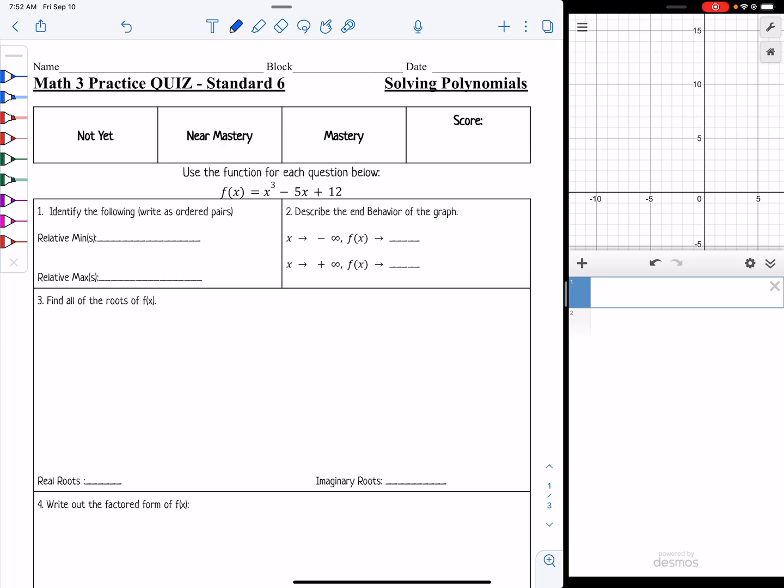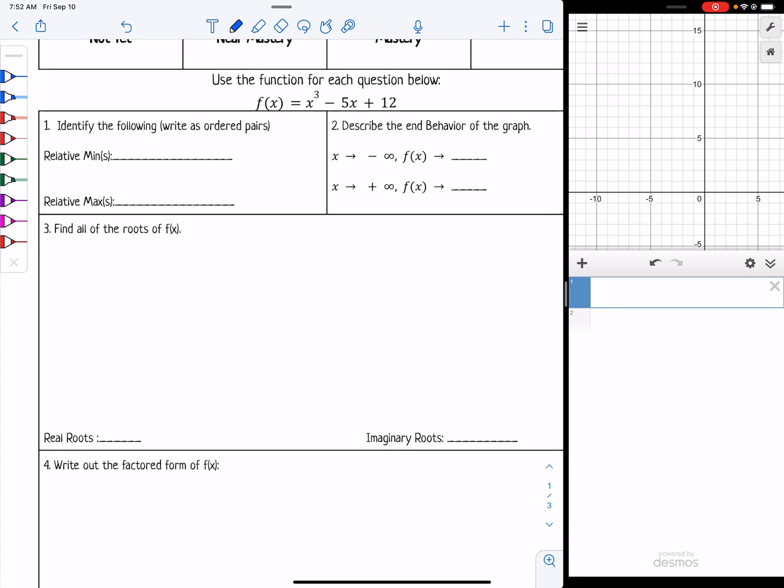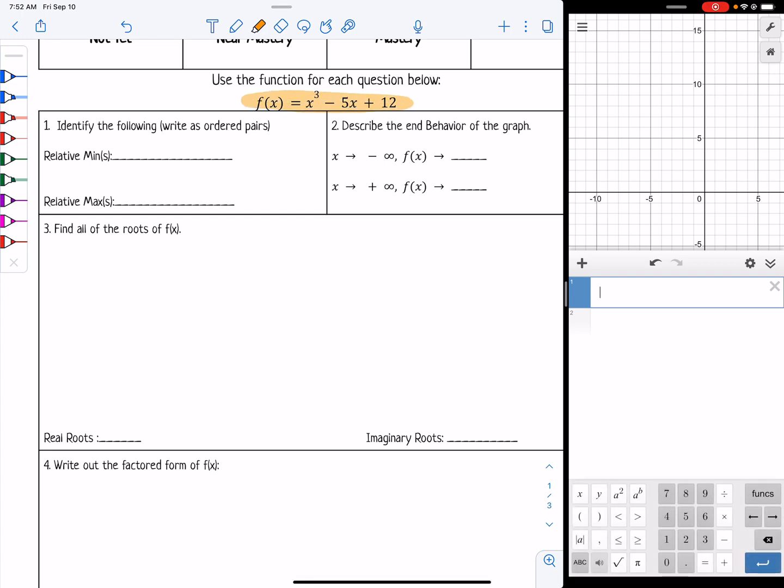Let's take a look at the practice quiz for Standard 6 on solving polynomials. In the first question, we're going to use the function at the top to answer several questions on this first page. It asks me to identify the following and write them as ordered pairs: the relative min and the relative max. And if there's more than one, we'll write all of them accordingly.